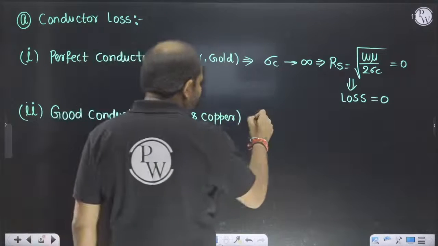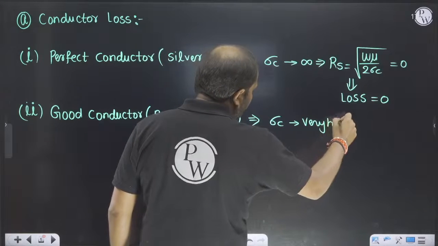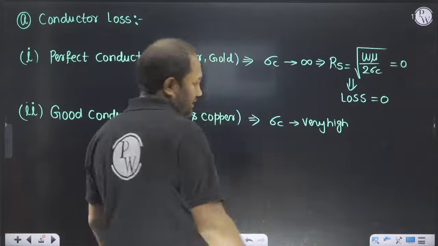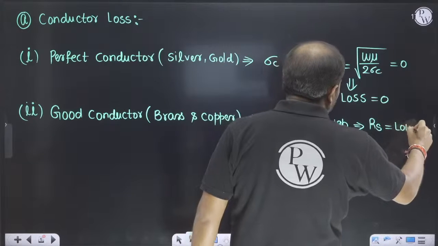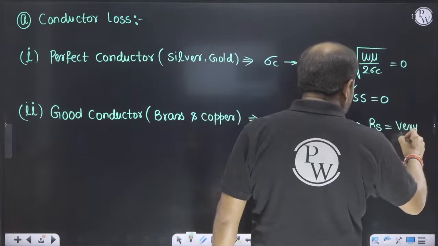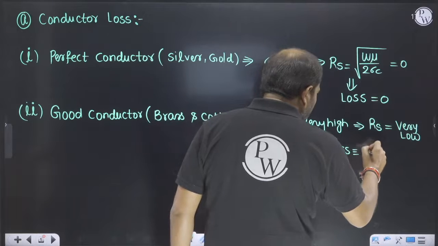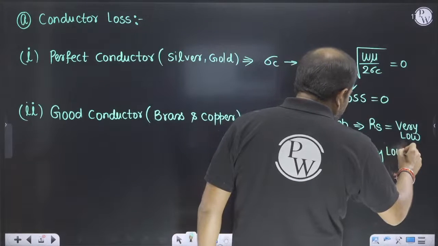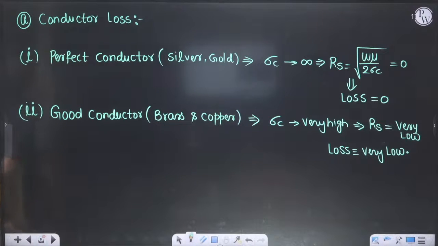So in case of brass and copper, sigma C is very high. Sigma C is not infinite, but it will be very high. So because of that, loss resistance will be very low, so loss will also be very low. So if we make a transmission line from brass or copper, then there will be loss, but it will be very low.